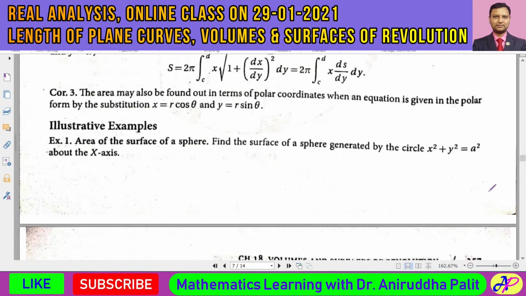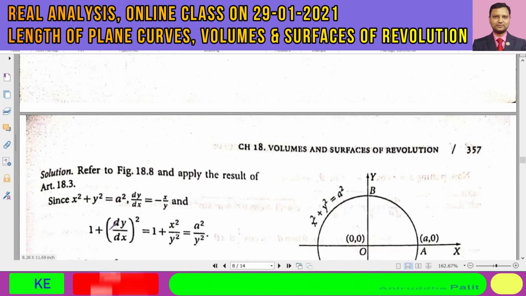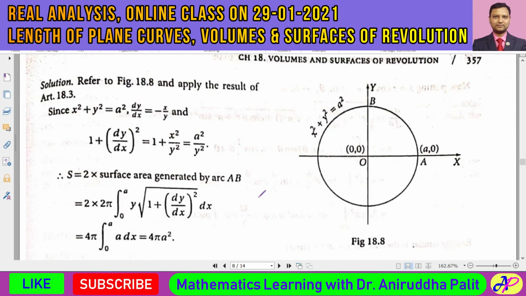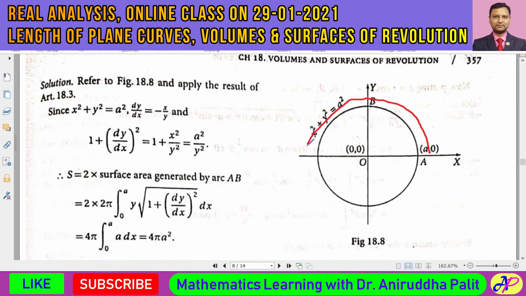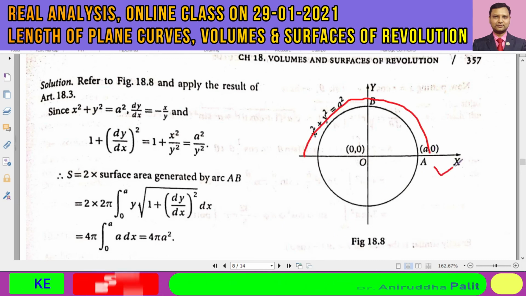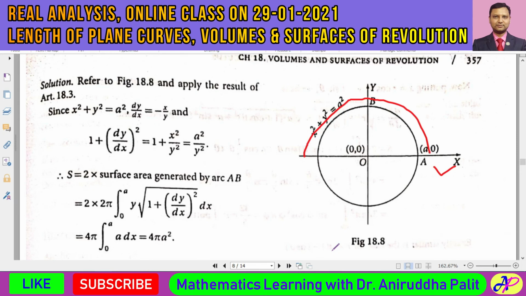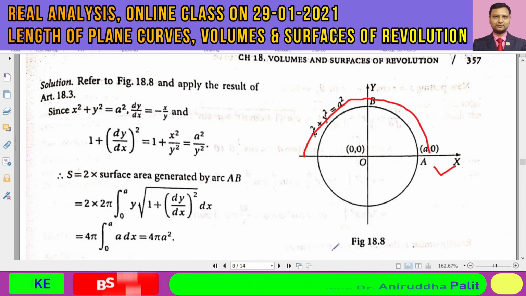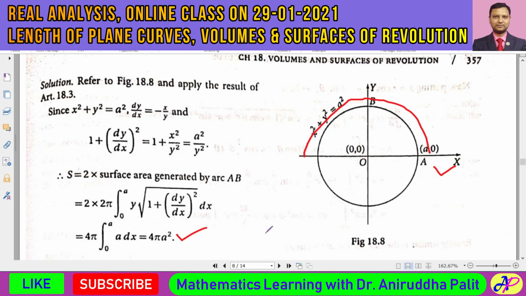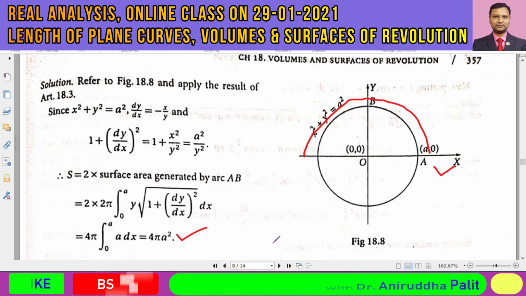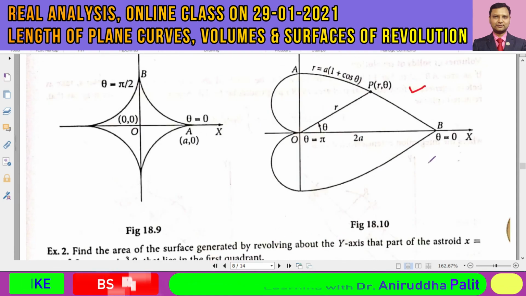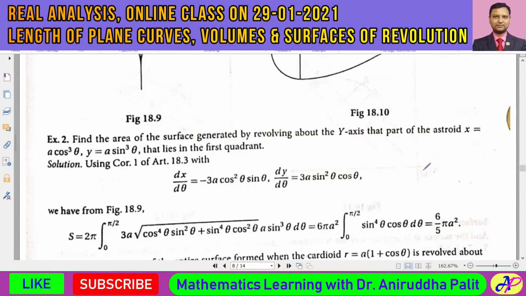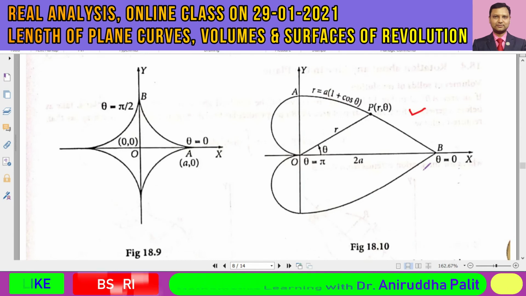Okay, and you can go through this kind of problems that whenever you want to find out the surface of revolution, whenever this kind of upper circle is rotated maybe about the x-axis, then the total surface of the sphere, that surface would be equal to 4 pi a square. So you can go through this kind of problems. You can also go through this kind of complicated problems, but my advice is to please try to avoid this kind of problem whenever it is given in terms of polar coordinates.